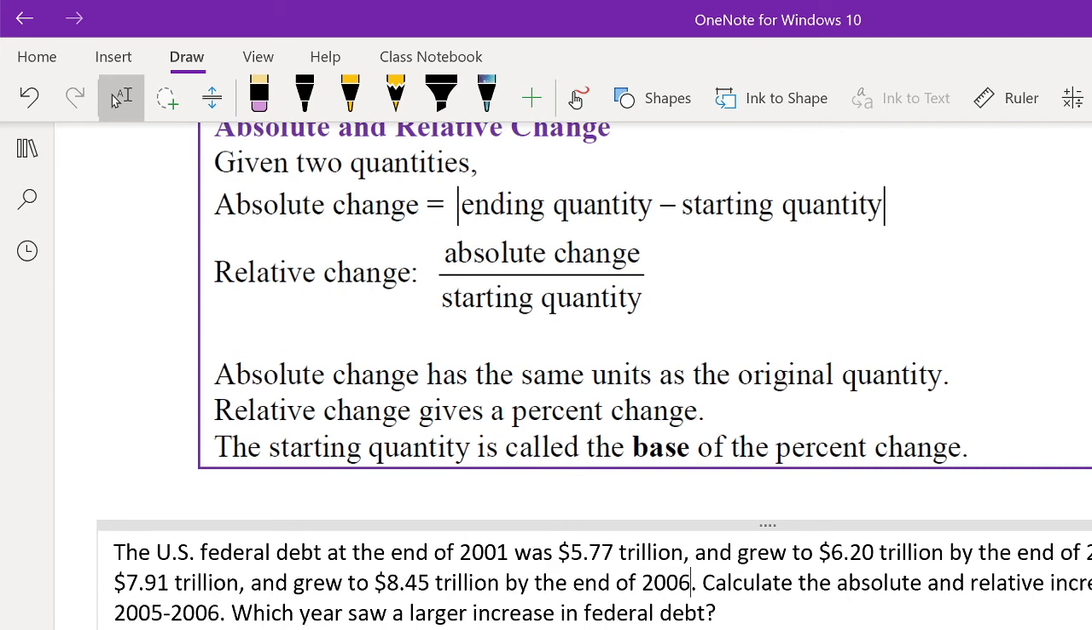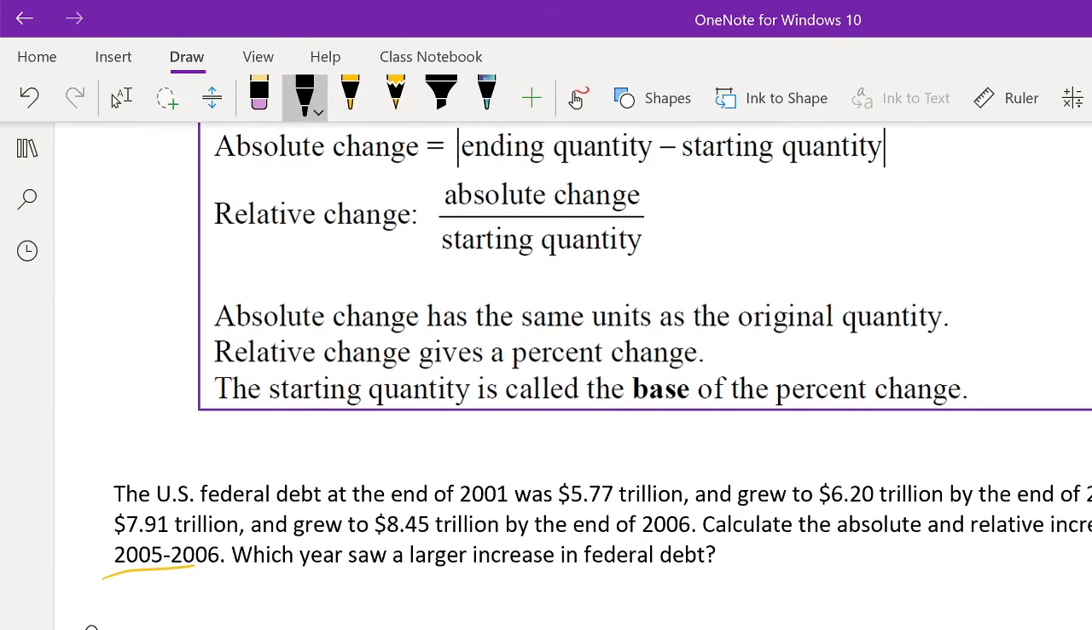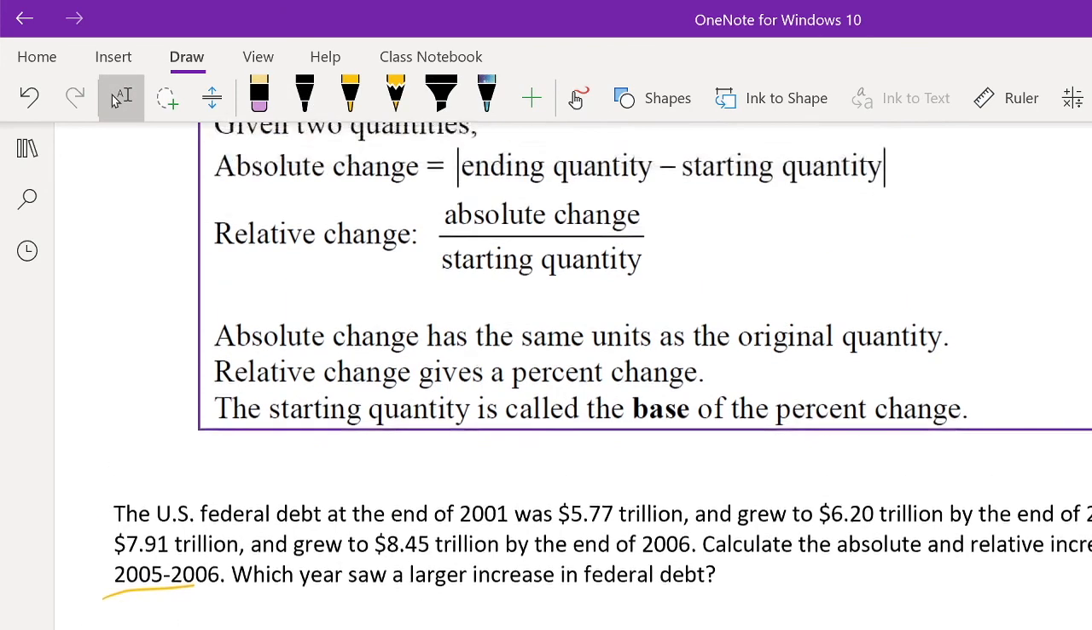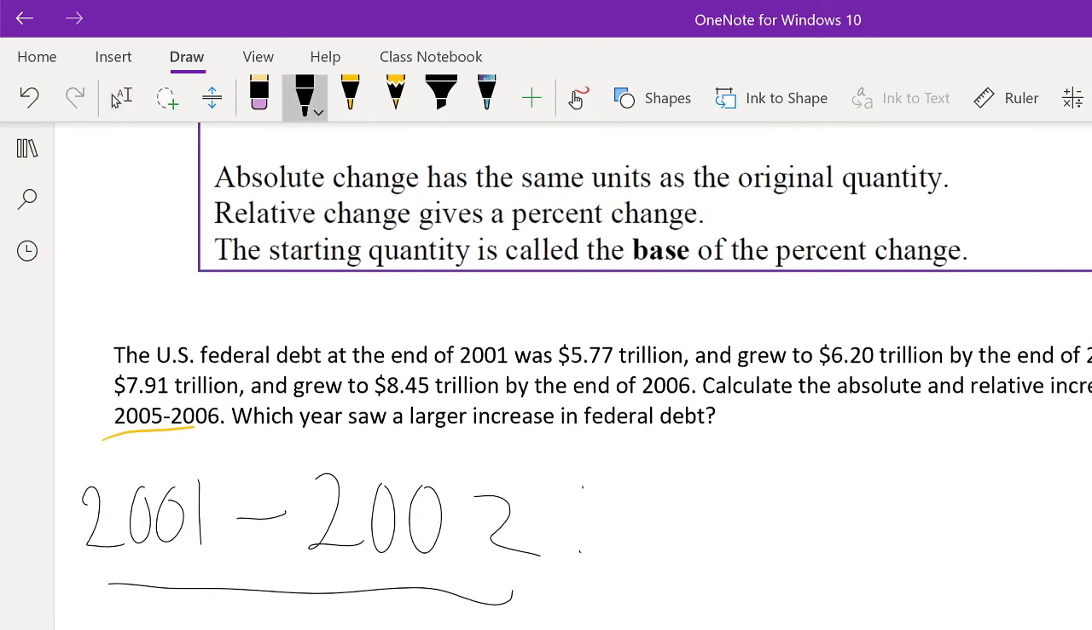So two different things they're asking us to calculate and then to make a comparison. All right, calculate the absolute and the relative increase for 2001 to 2002 and 2005 to 2006. So let's start with 2001 to 2002. Okay, and absolute change.